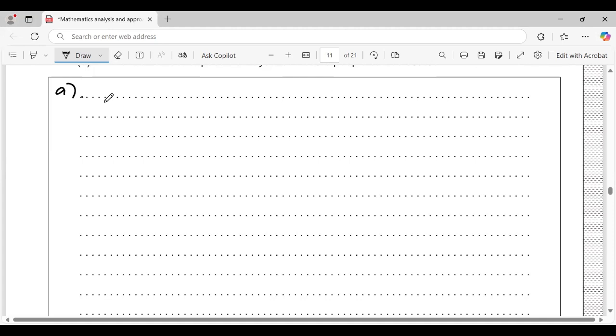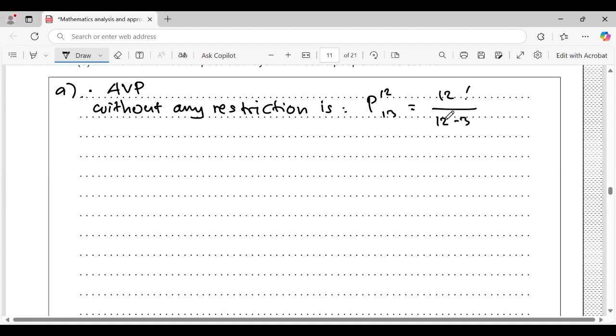There are 12 available seats in the restaurant. The total number of ways to arrange Anfi, Fanya, and Parita without any restriction is the permutation of 12 choose 3, which is 12 factorial over 12 minus 3 factorial. If you calculate, the result is 1320.